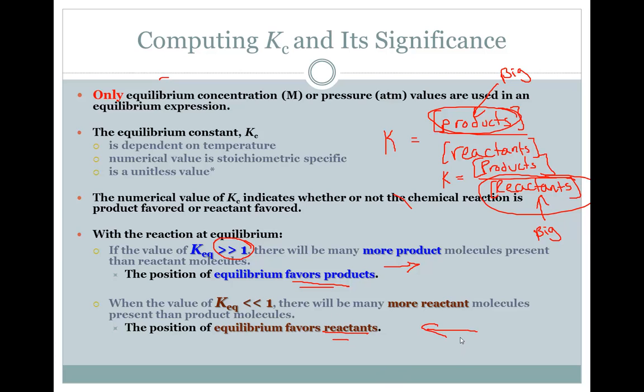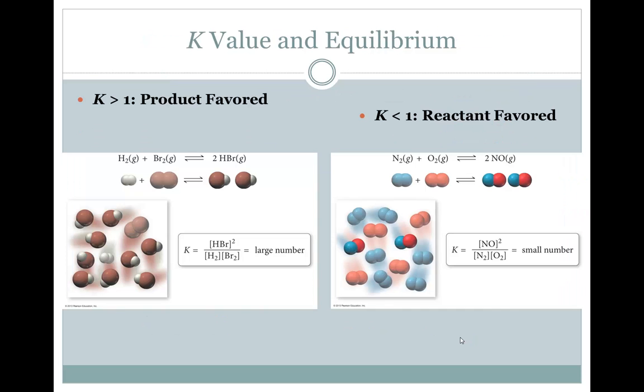So here's a visual. If the product is favored, here's our HBr molecules. Notice that there's a lot more HBr molecules here than the H2 and Br. So this number up here is bigger. So that's giving us a large number. Here's the NO molecules. There's far fewer of these. So this number up here is small. These numbers down here are much bigger. So a small number divided by a big number is giving us a small number.